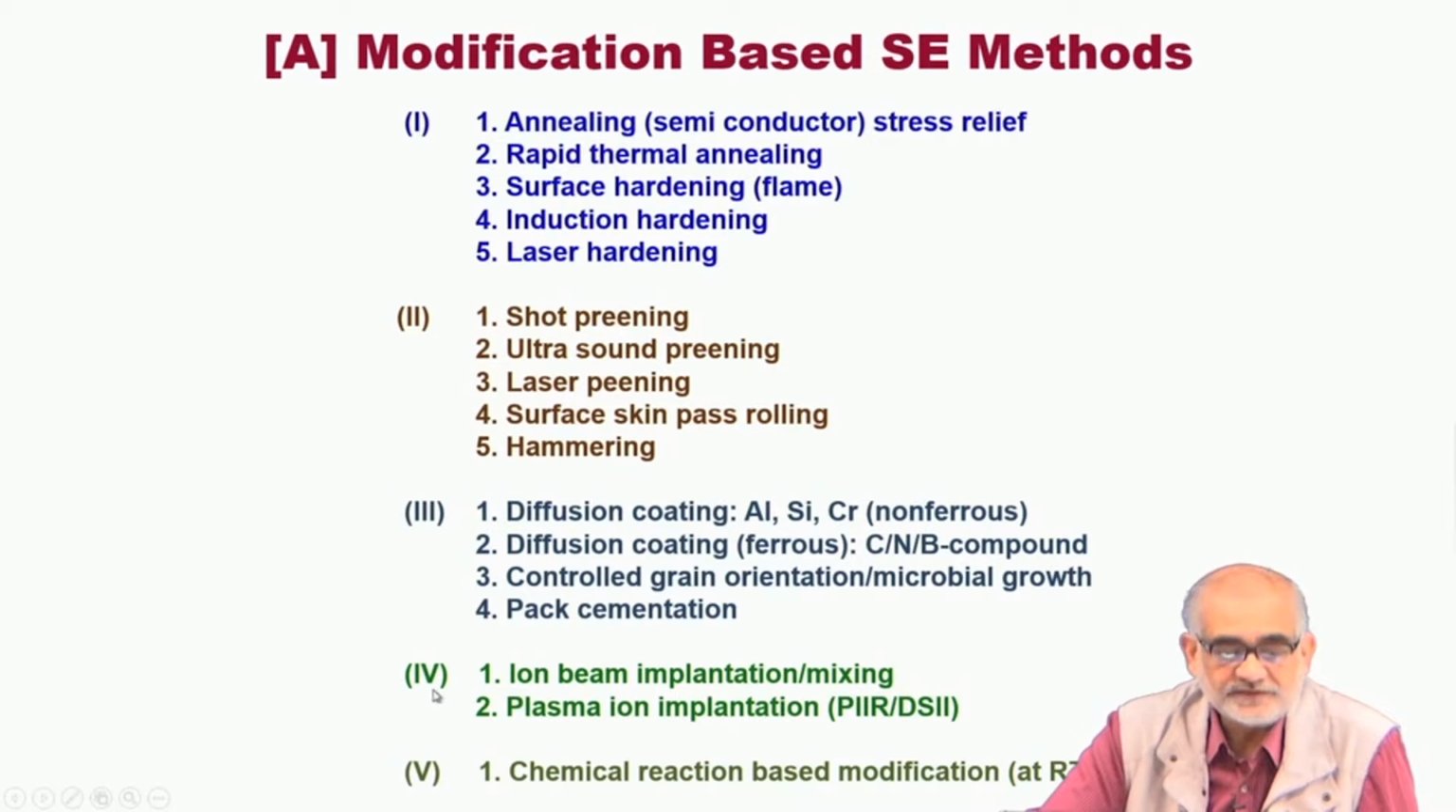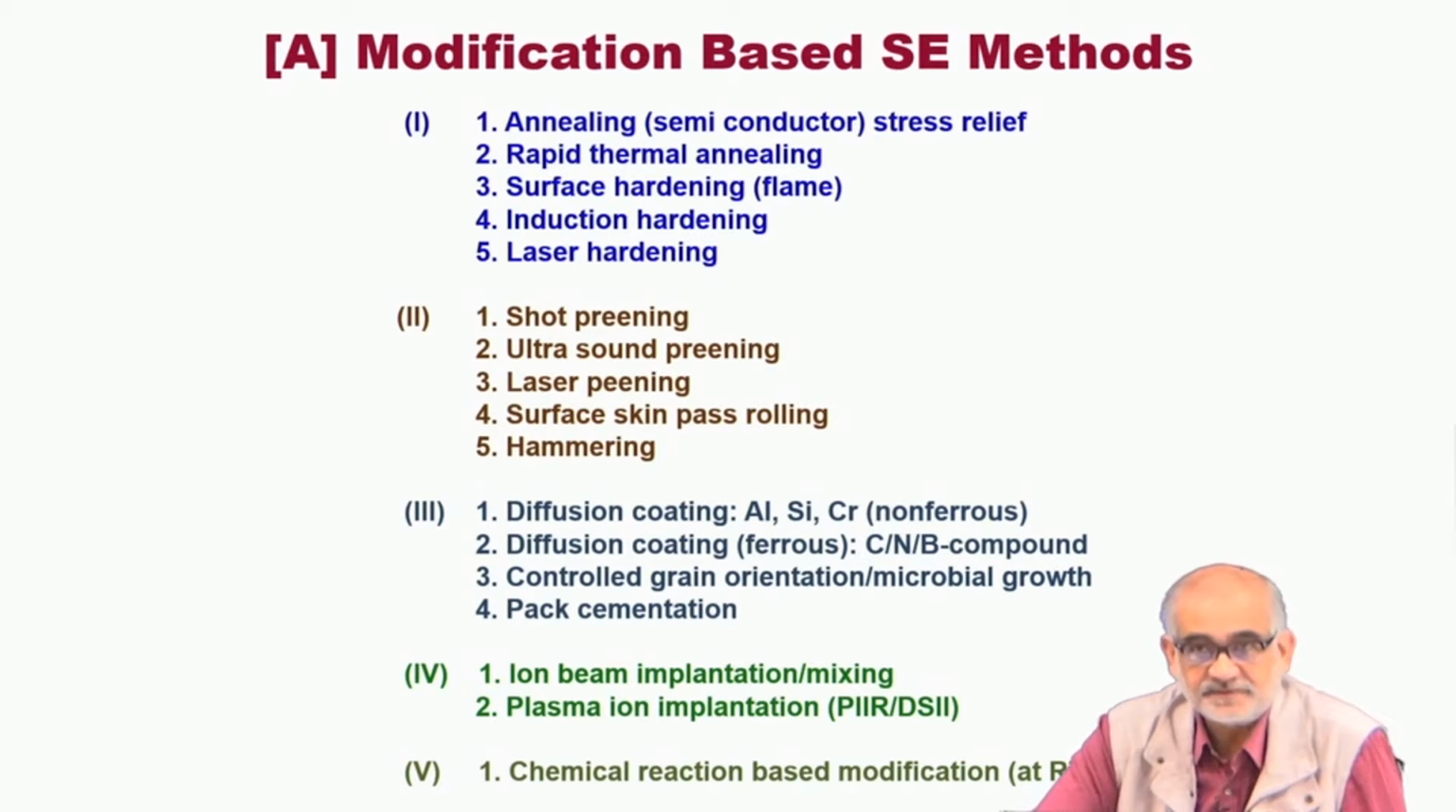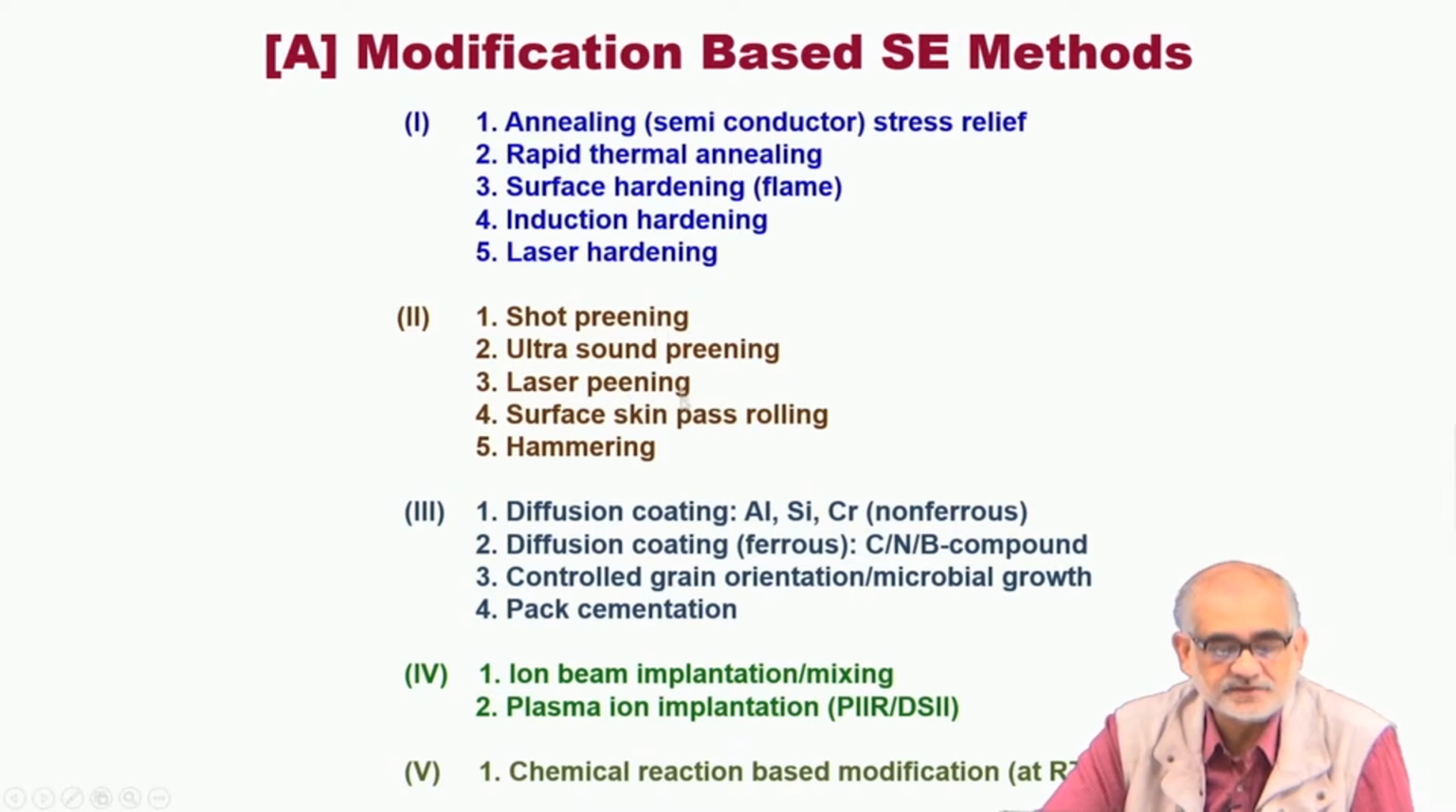The other approach, wherein we are changing the composition of the near surface region without changing the dimension, could be, for example, using the high energy ion beam, which can be either implanted or intermixed. Now here, instead of, like in case of shot peening or ultrasound peening, in shot peening in particular, you are throwing small spherical objects at very high velocity, and in the process creating residual compressive stress by increasing the dislocation density on the surface.